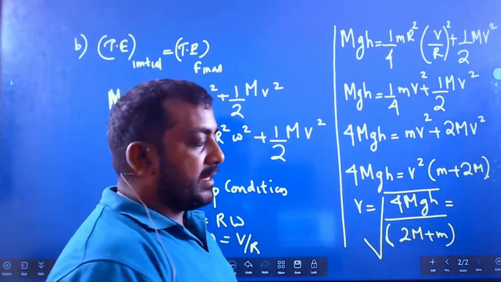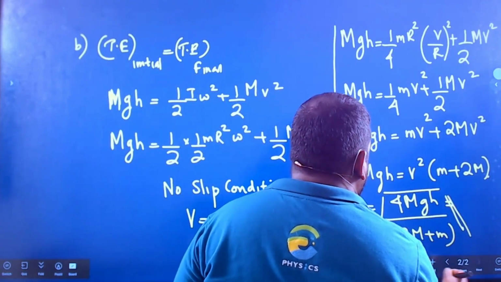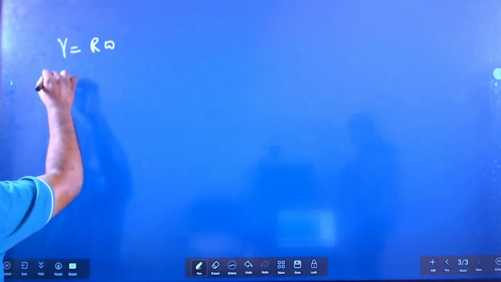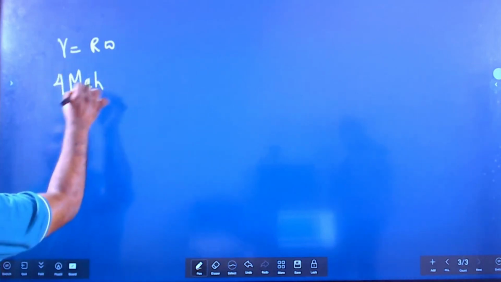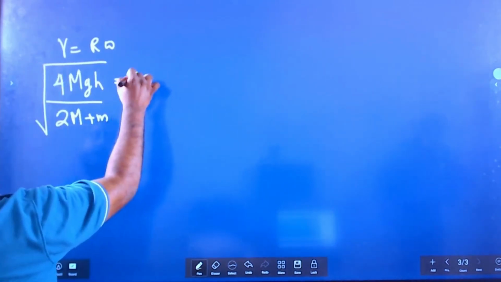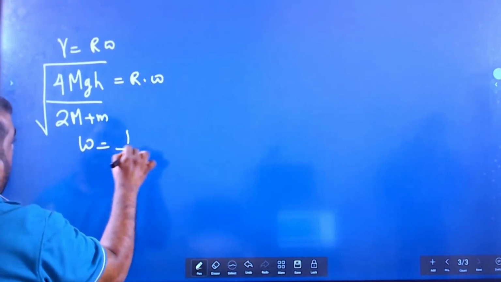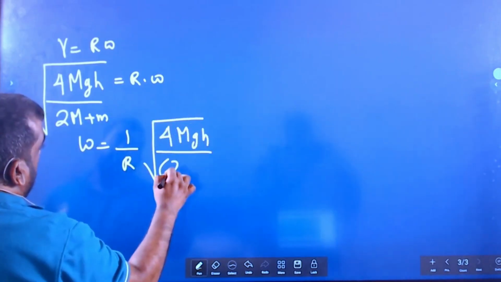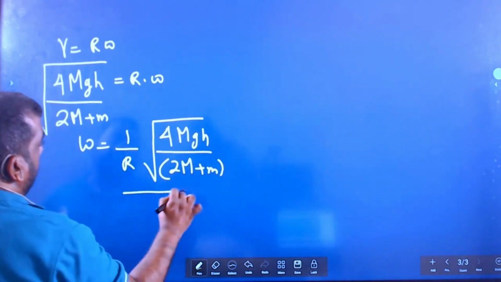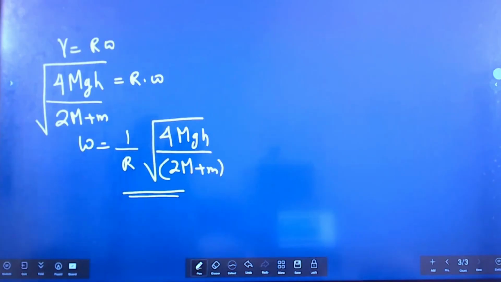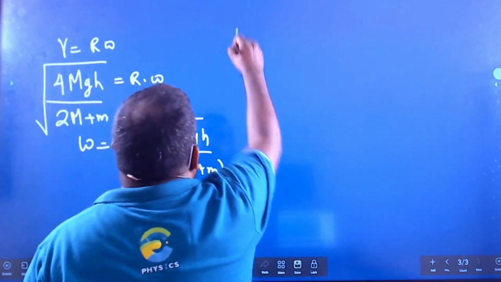Next part of the question is find the angular velocity. So we can say v is equal to R omega. Now v is equal to the square root of 4 capital M gh over 2 capital M plus simple m, equals R omega. Omega is 1 over R times the square root of 4 capital M gh over 2 capital M plus simple m. Okay, no? Omega relationship found. Right. Okay.